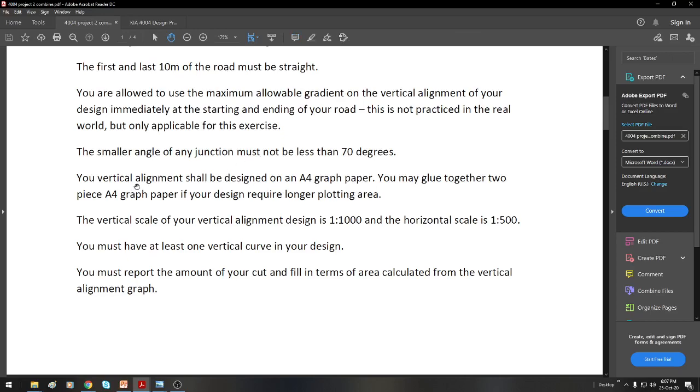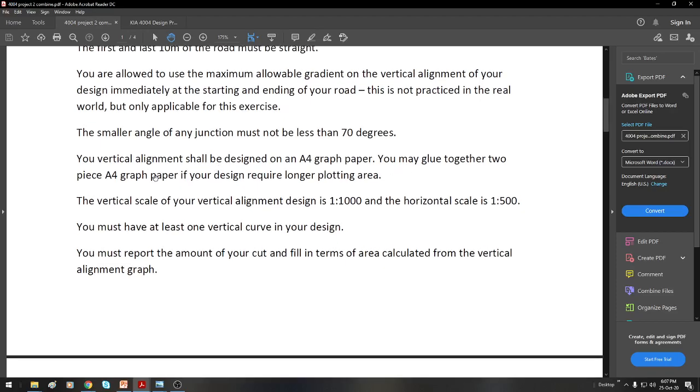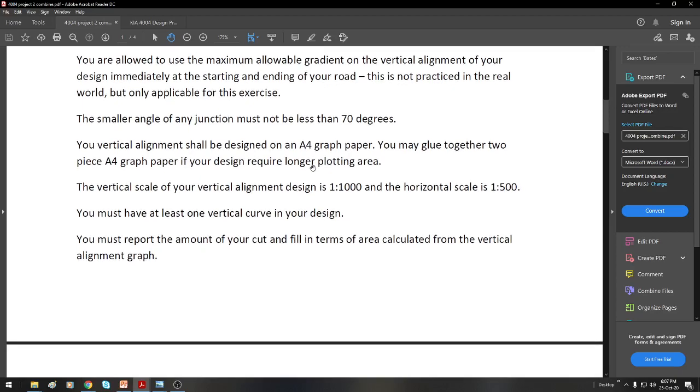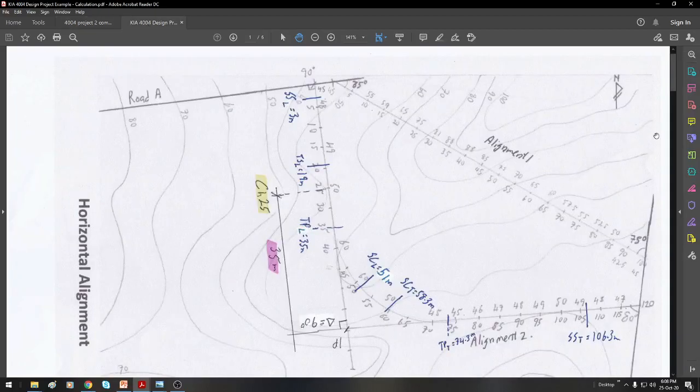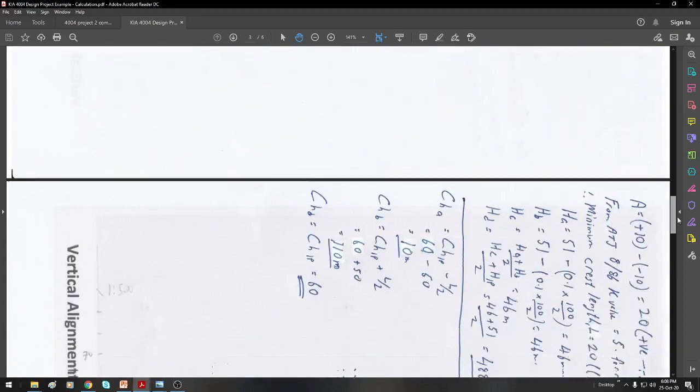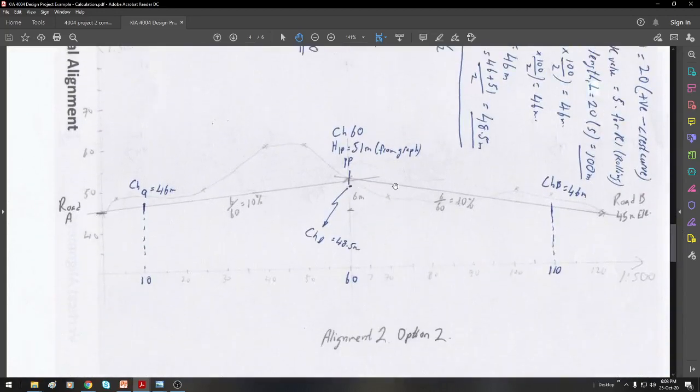All right, your vertical alignment must be designed on an A4 graph paper. You may glue together two pieces of graph paper if you require a longer plotting area. The vertical scale of your alignment is 1 to 1000 and horizontal is 1 to 500. You must have at least one vertical curve in your design. You cannot just go straight and say that everything is a cut, something like that.